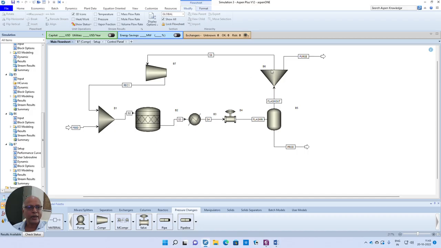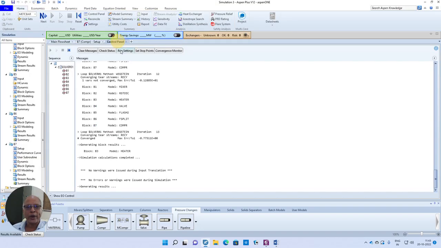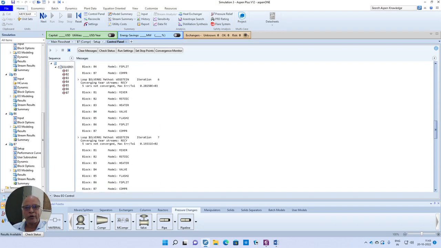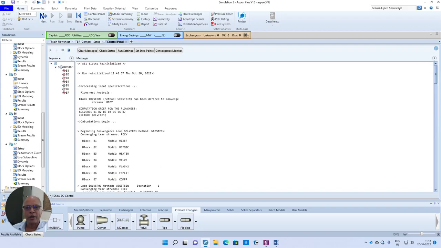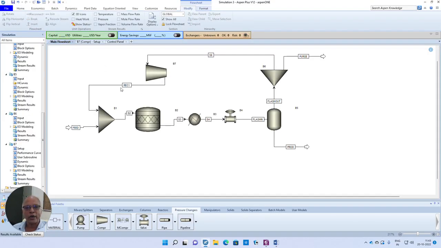You can see that the recycle is initiating from this block. In between we have B7, B1. So this recycle loop is going to involve all the blocks B1, B2, B3, B4, B5, B6, B7. So it is not possible to divide this into two problems. Now, you can also see from the control panel, by default, whenever there is a recycle, there will be a tear stream. What is the stream that it has decided to tear? Recycle stream. Because it has decided to tear the recycle stream, you know already what is meant by tearing, guessing values for this recycle.